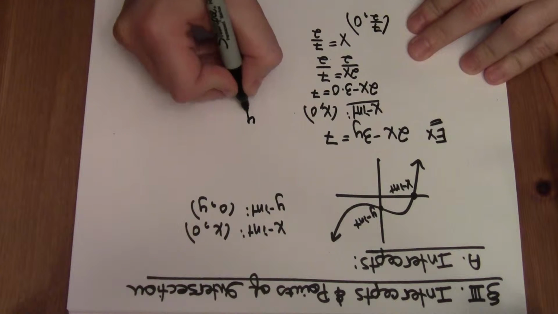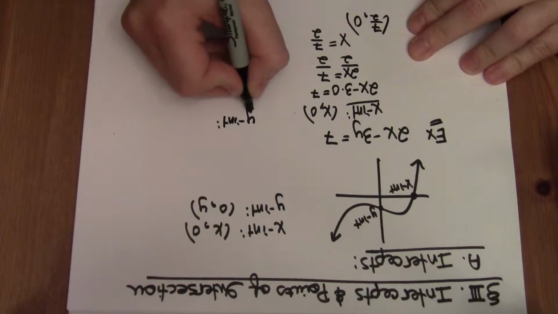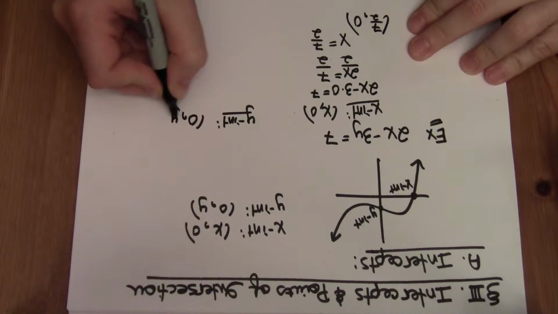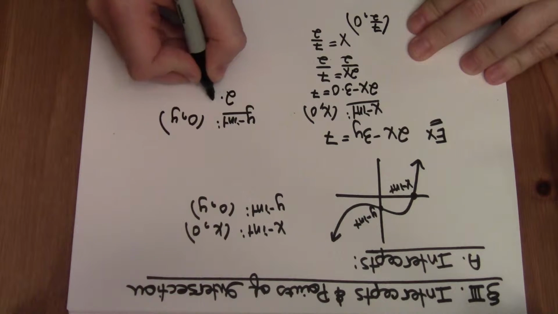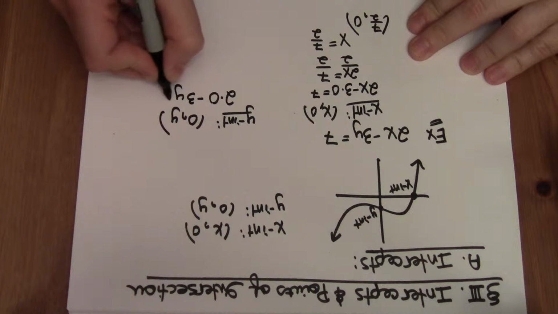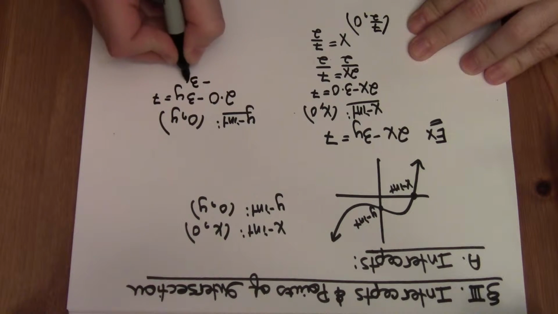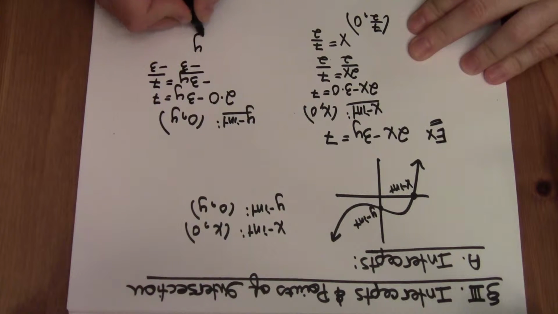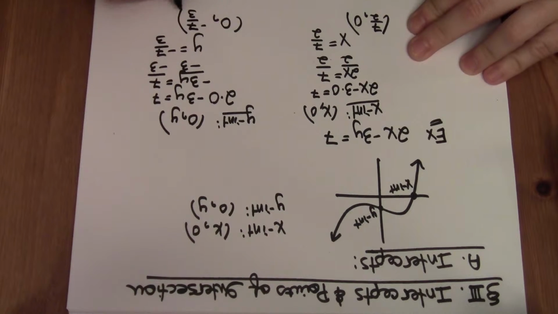To find the y-intercept, that's in the form 0 comma y. That's going to give me 2 times 0 minus 3y equals 7. Negative 3y equals 7. y equals negative 7 thirds. So the coordinates are 0 comma negative 7 thirds.